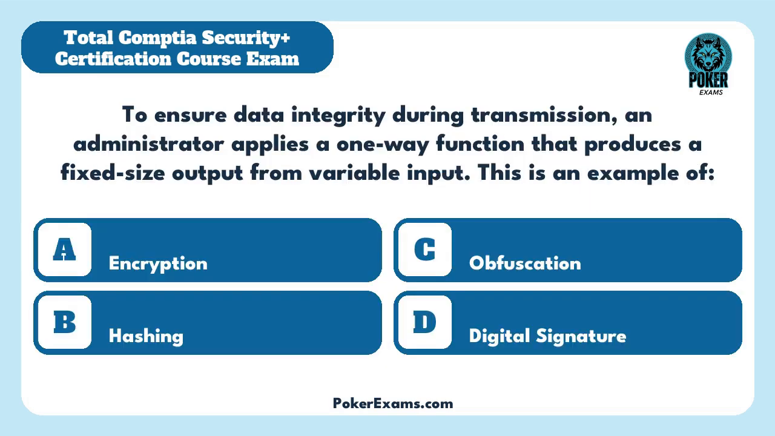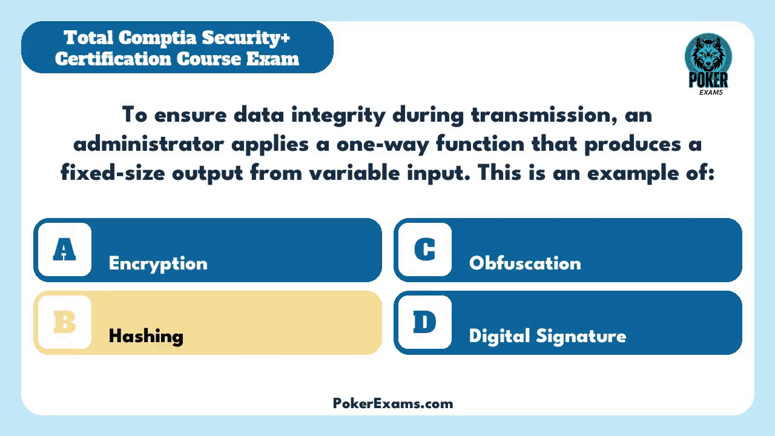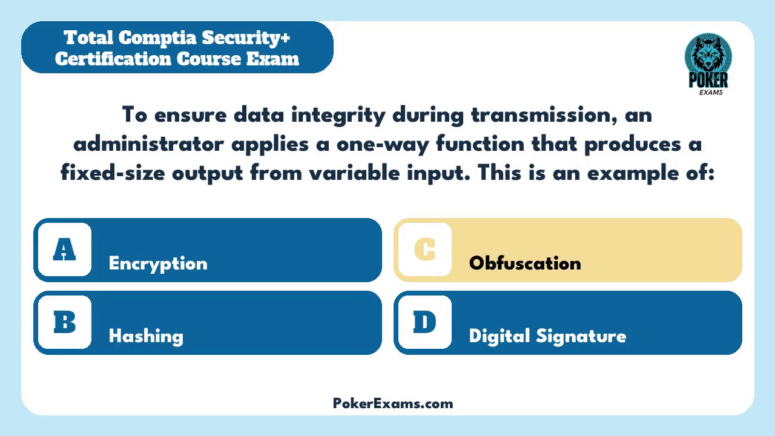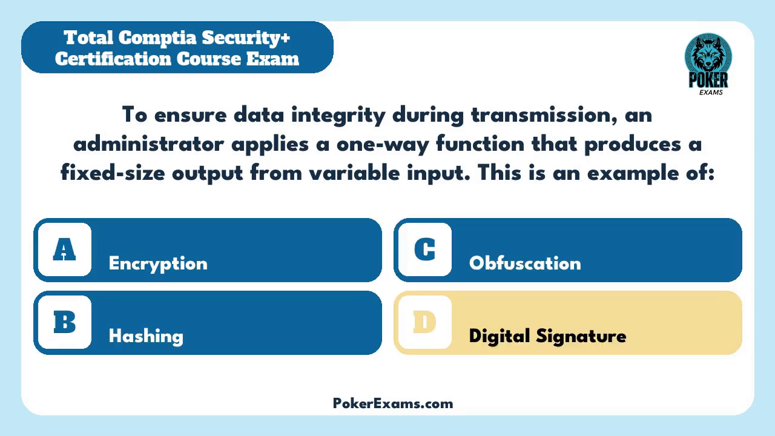Question 6. To ensure data integrity during transmission, an administrator applies a one-way function that produces a fixed-size output from variable input. This is an example of: A. Encryption? B. Hashing? C. Obfuscation? D. Digital signature?